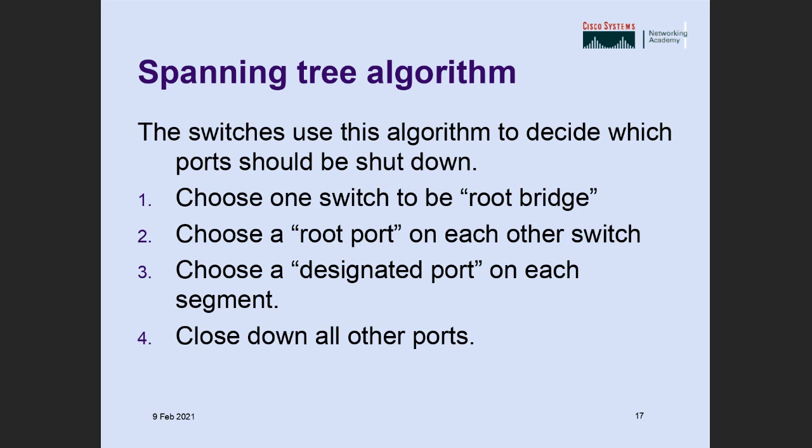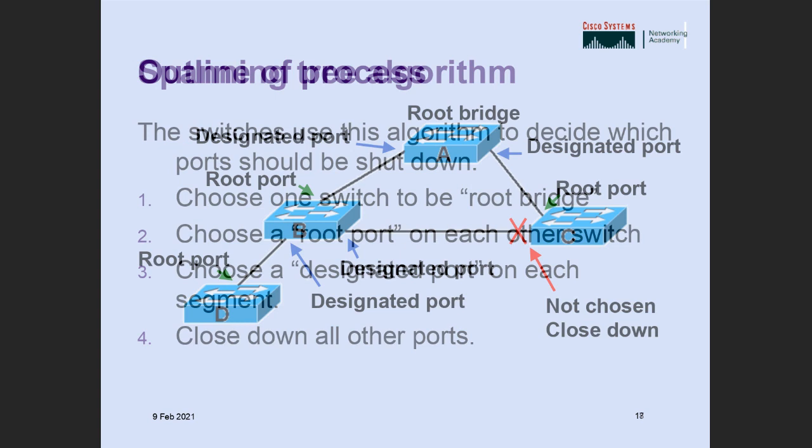We're going to choose one switch to be the root bridge using some Elven magic we'll see in a moment. Then on every other switch, we're going to choose a root port, which is the fastest path, the best path, back to our root bridge. Then we're going to choose a designated port on the other side of each wire, and all the other ports are going to be closed down. Otherwise, it would create a loop.